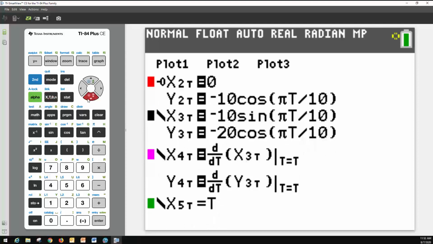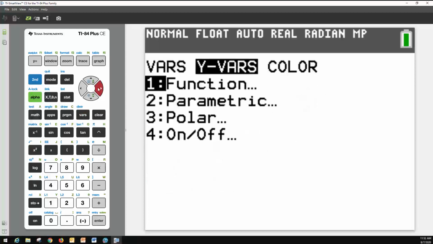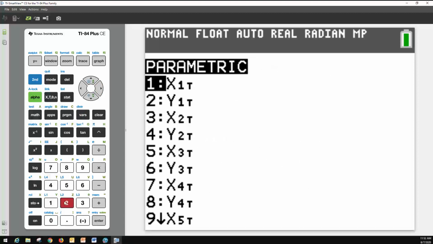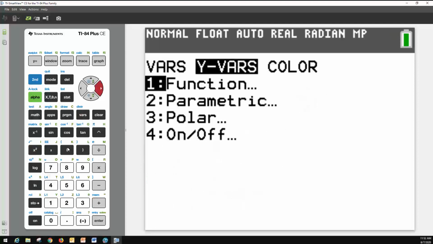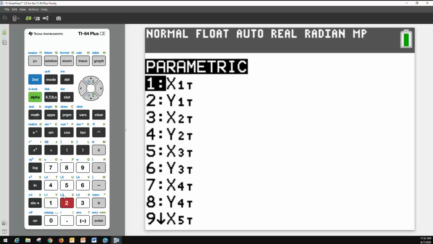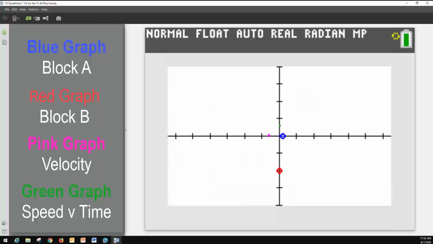Now the question asks for the speed. To calculate the speed, rather than velocity, it's the magnitude of these things. So I can do x4 of t, square it, and add in y4 of t squared. So I've got my speed in the x direction squared plus the speed in my y direction squared, add them together, square root them, Pythagoras again, and that will give me the speed as this thing progresses.